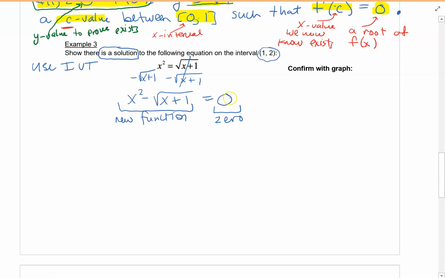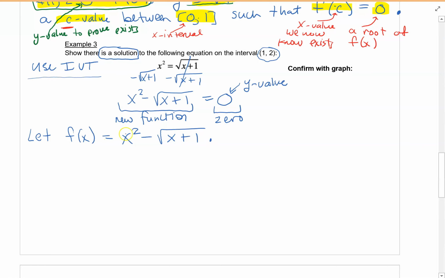This is going to help you use IVT. So what we're really trying to prove is that at some point this new function takes on a y value of 0. So it ends up being similar to the equation we just did, but we had to make it happen. So here's what we would do. We would start by saying, let f of x, or whatever you want to call your function, equal x squared minus the square root of x plus 1.